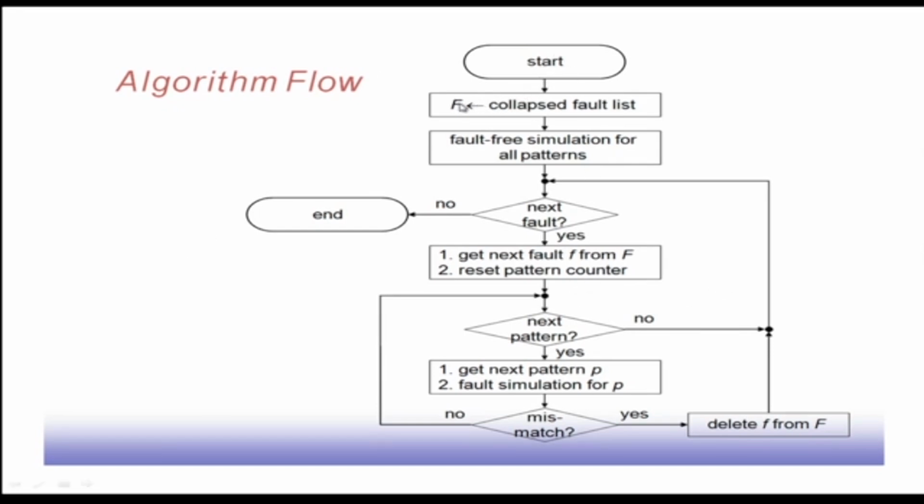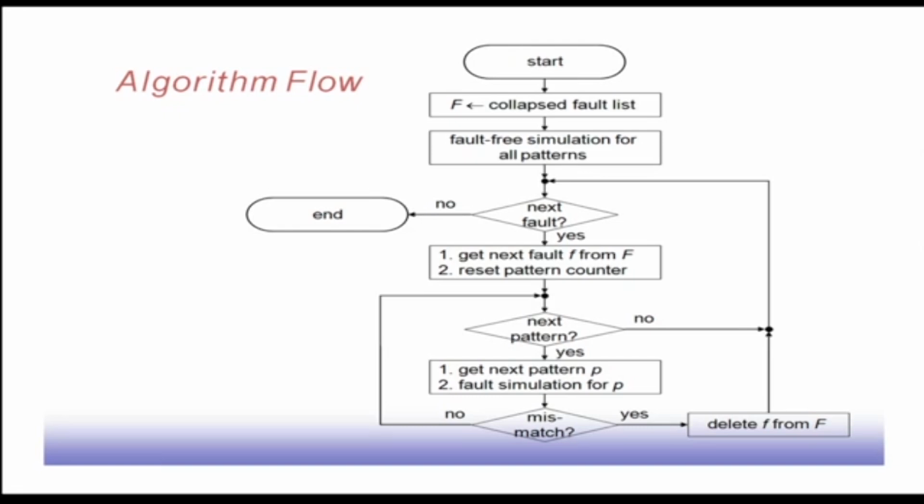We start with F assigned as the collapsed fault list. We have seen that when we do fault collapsing by taking only the non-equivalent faults, for every equivalence class we take only one particular fault. So, we get the collapsed fault list, which often leads to a reduction in the number of faults. If the number of faults reduces, then the complexity of fault simulation will reduce. That is why we start with the collapsed fault list.